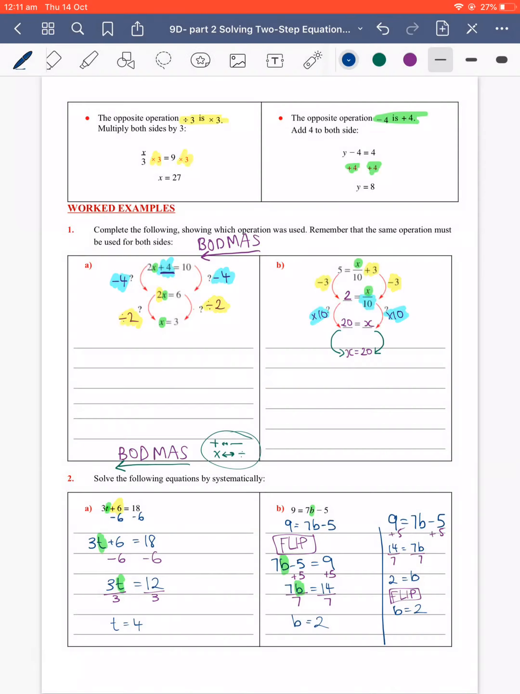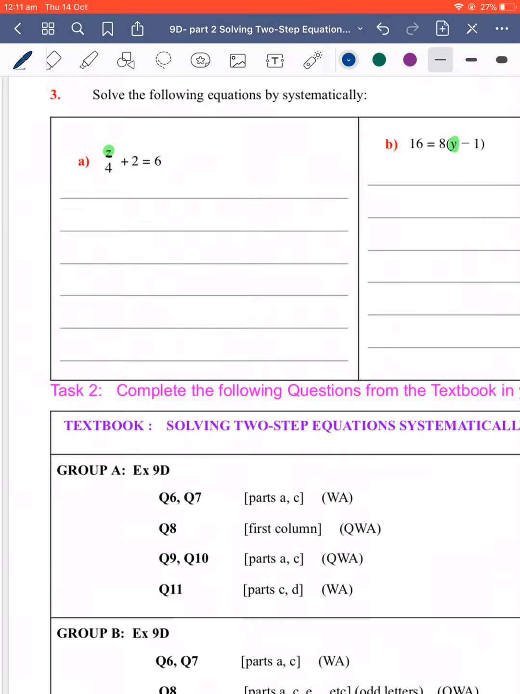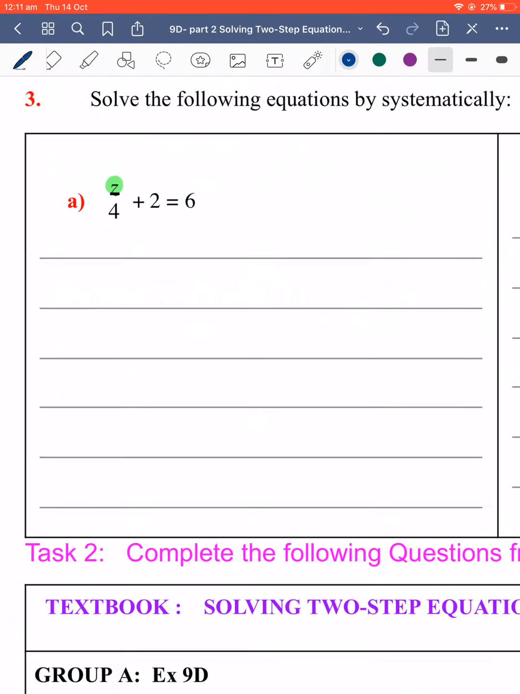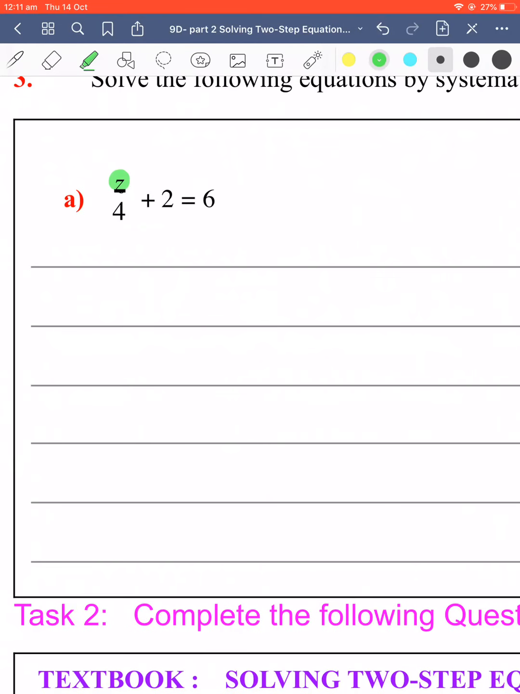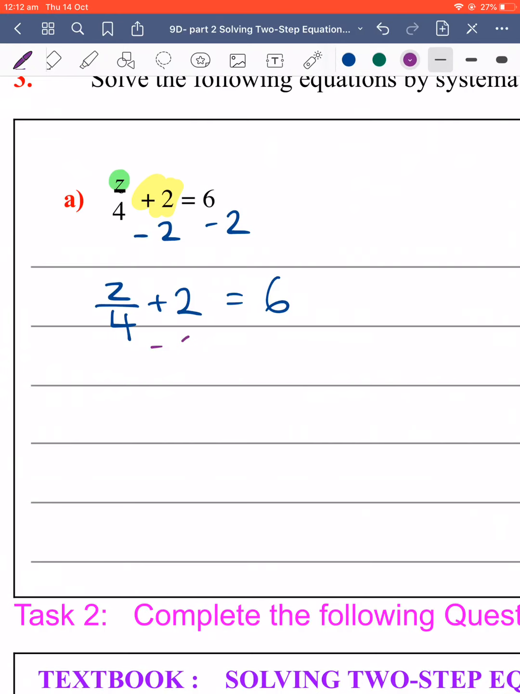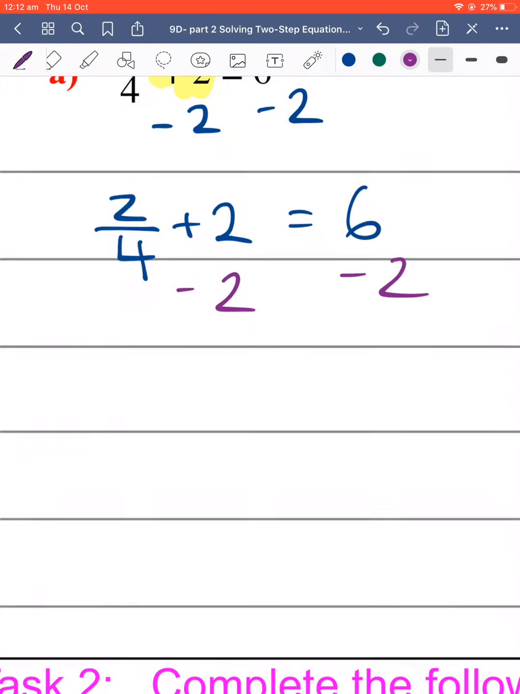Okay, we have, I believe, 2 more. Okay, so again, here are some other types of questions. First thing I can see, I'm going to deal with the plus 2. So to undo a plus 2, I'm going to have to minus 2. And I do that to both sides. So let's rewrite it out. So I have z on 4, and I have plus 2 equals 6. So I'm going to minus 2 on both sides.